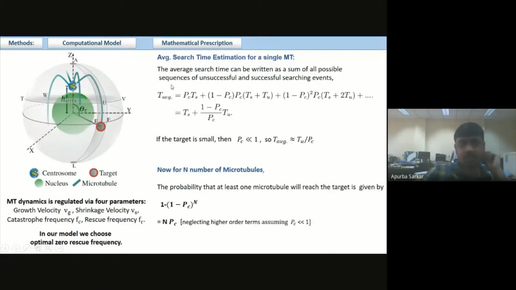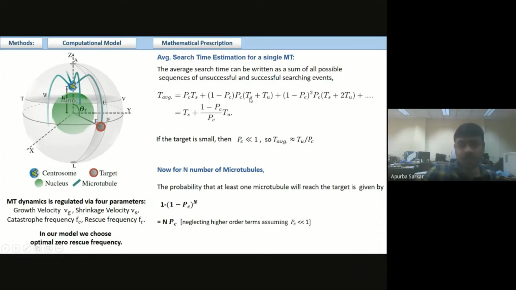In addition to this numerical simulation, we also formulated a mathematical representation to estimate the heuristic search time. We first start by considering a single searching microtubule. For a single searching microtubule, one can easily write down the heuristic search time as a function of these quantities. The first term: the microtubule starts to search and captures the target on the first attempt with probability PC, and with a successful average duration of capture TS. The second term: the microtubule fails to capture the target with probability 1 minus PC, and then in the next attempt captures the target with probability PC.